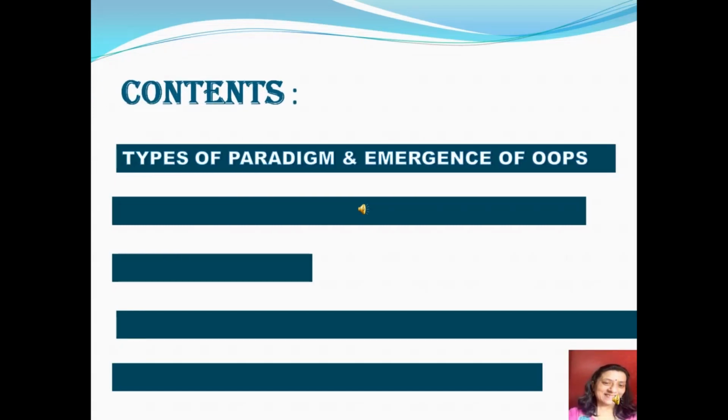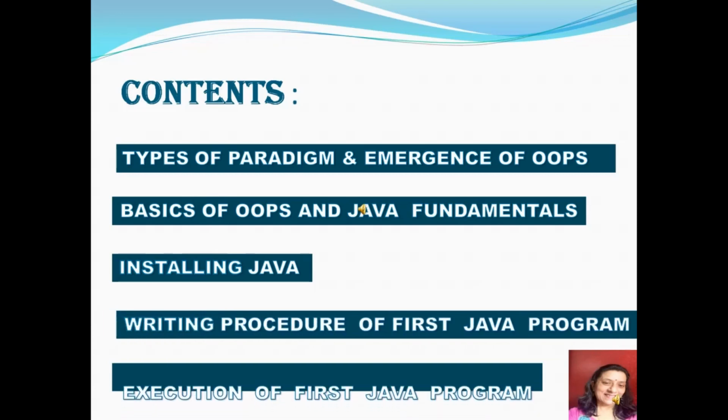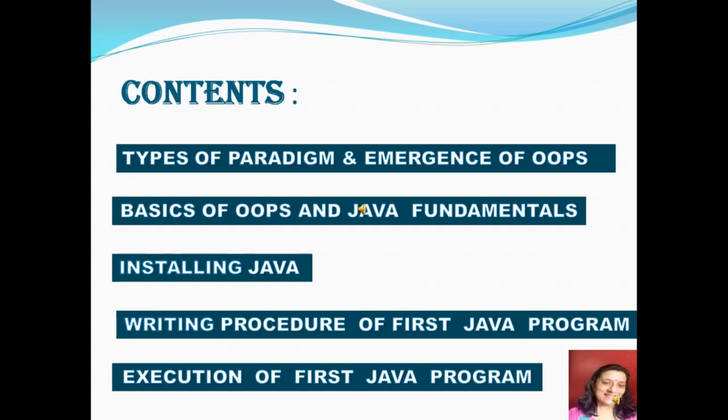Now, let me tell you the contents of this video. First of all, I will discuss the types of paradigm and the emergence of OOPs. Then I will discuss the basic concepts of OOPs and Java. After that, I will discuss the installation of Java or what softwares are required to install Java. Then I will write the first program of Java and show you the procedure of writing the first program. After writing the first program, I will show you the procedure of execution of the first program of Java.